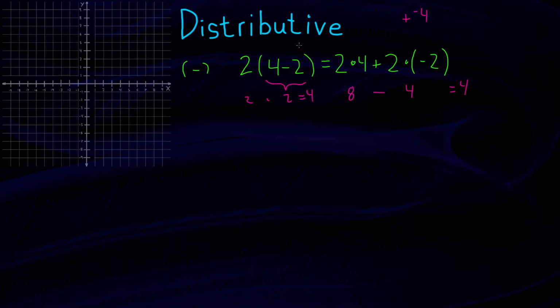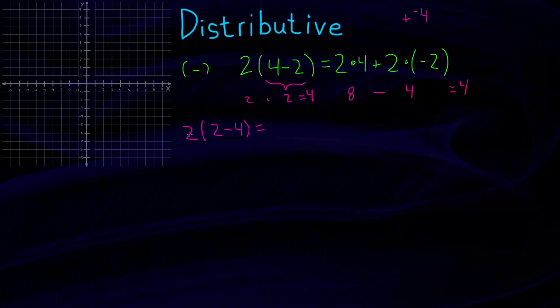Okay? So what happens if we get an overall negative? Because right now this is still positive 2. So what if we did 2 times 2 minus 4? What if we swap the order? I want you to pause the video, and I'm going to start giving you the answer in 3, 2, 1.